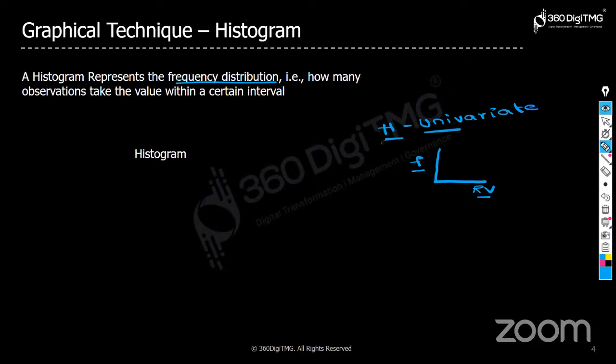Okay, so a histogram is a univariate chart or univariate plot, and a histogram is called a frequency distribution. Why? Because when we are plotting a histogram, on the x-axis we will have the random variable, and on the y-axis we will have frequency. Also, while we are creating a histogram, it will automatically create bins. Bins are also called buckets, and buckets are also called groups.